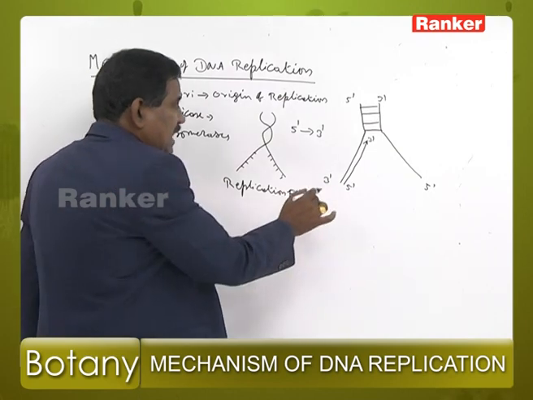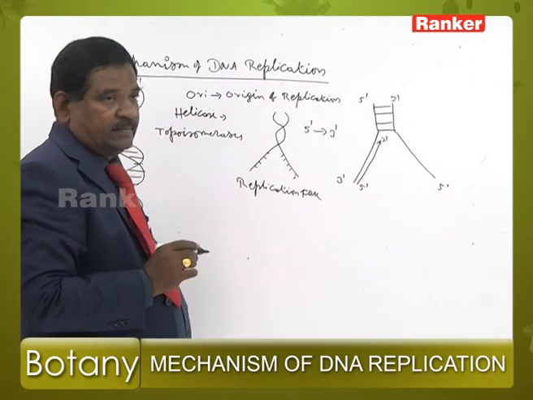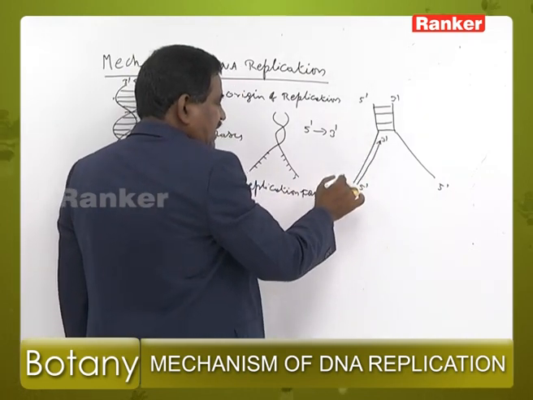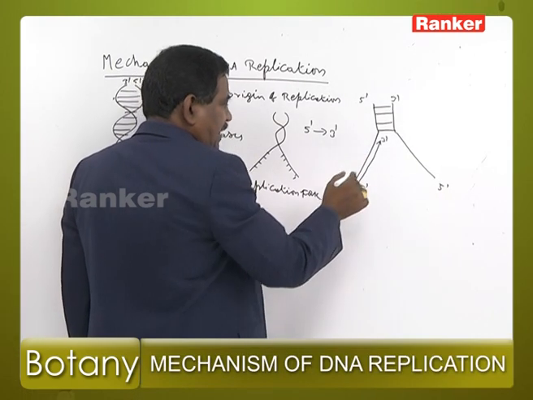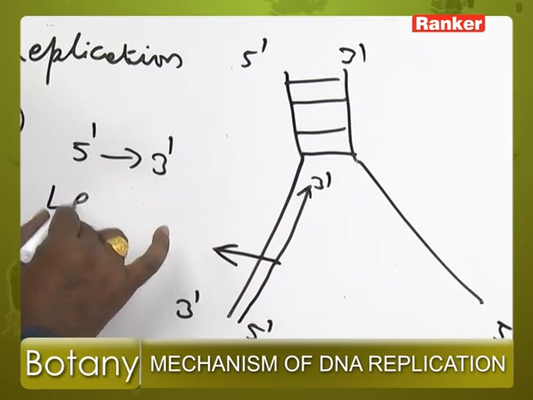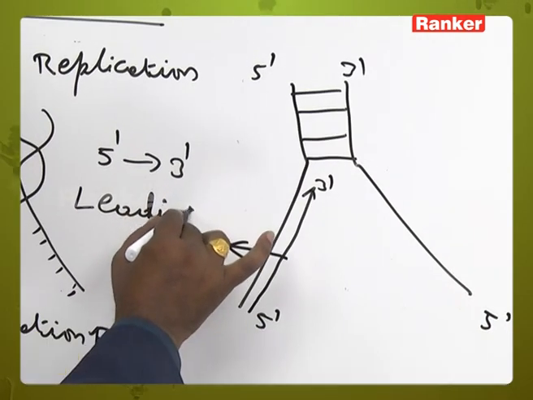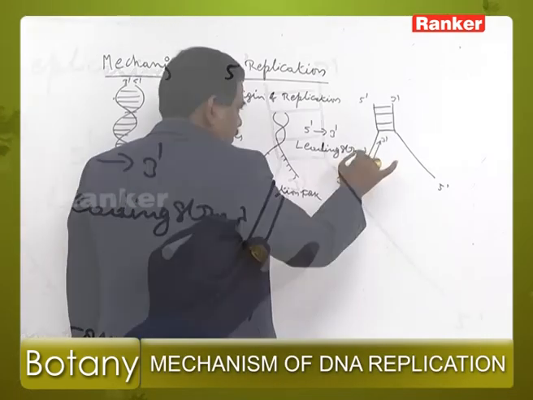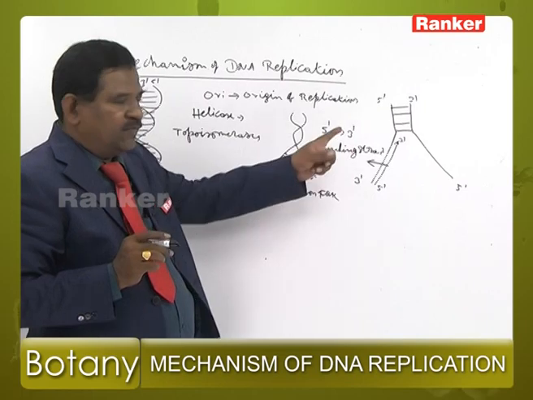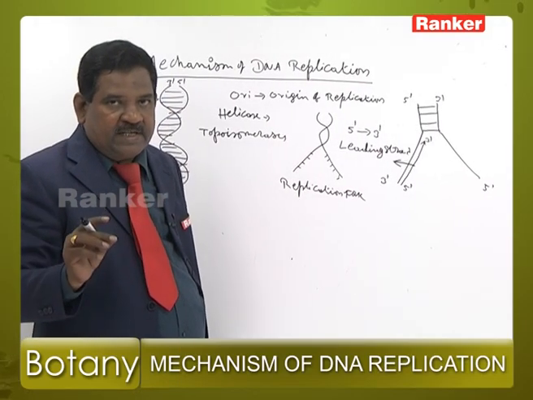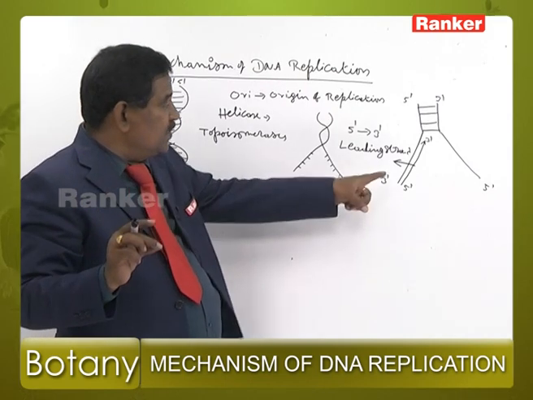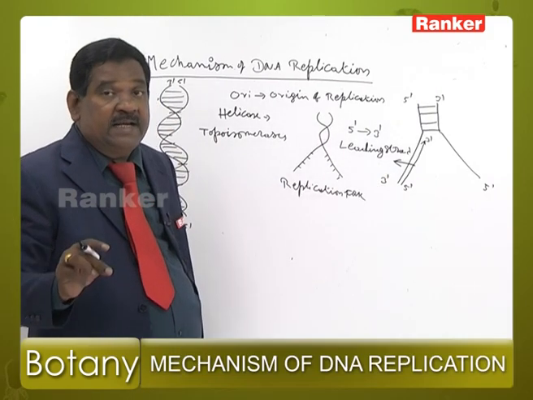In that region, the new strand is synthesized continuously. So it is a continuous synthesis. The template strand is in the 3' to 5' direction, and the new DNA strand synthesizes 5' to 3' continuously. That is continuous synthesis, and this continuously synthesizing new DNA strand is called the leading strand.